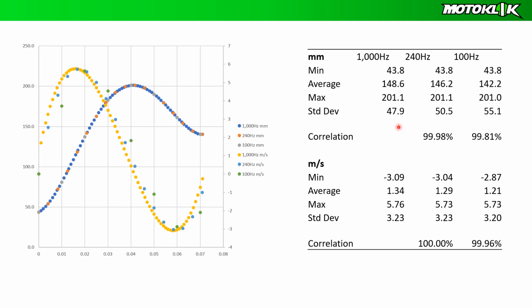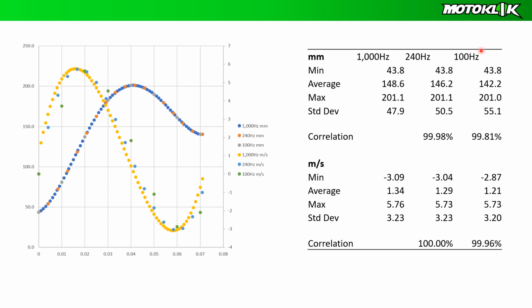And a correlation basically looks at how similar two data sets are to each other. So when we do this correlation on these three sample rates, when we correlate the data from 1000 hertz to 240 hertz, it comes up saying that the data is 99.98% similar, and then when we correlate 100 hertz to 1000 hertz, it says that the data is 99.81% similar, and that's because we only have this very low frequency on the track of 6 or 7 hertz or whatever it is from motocross data.